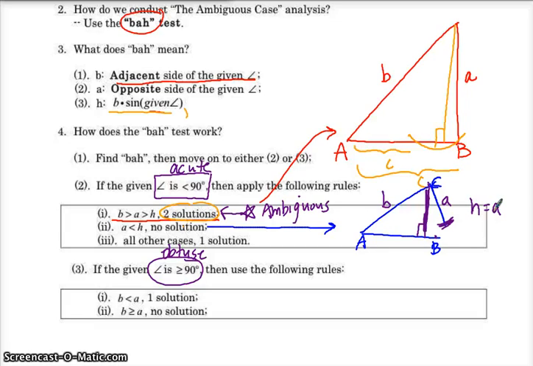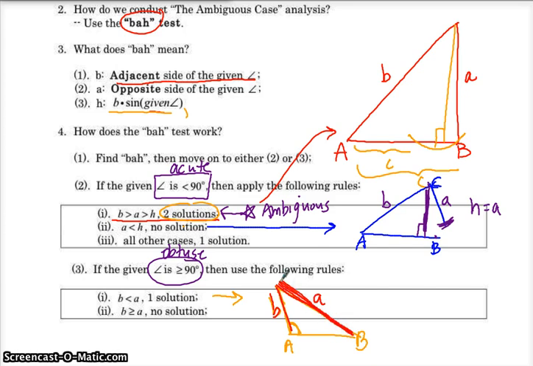Okay, now, if the angle that was given is greater than 90 degrees, that means my angle A is no longer acute, but it is obtuse right here. And then I say that B is less than A. So this side is less than this side. Then I'm going to have one solution. Okay, that makes sense. B is less than A. This A has to be the longest side.